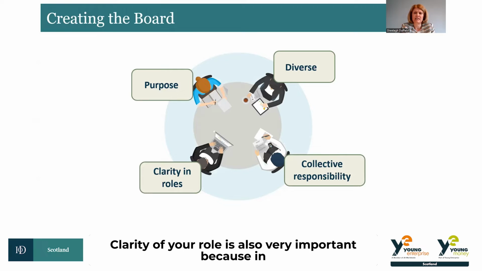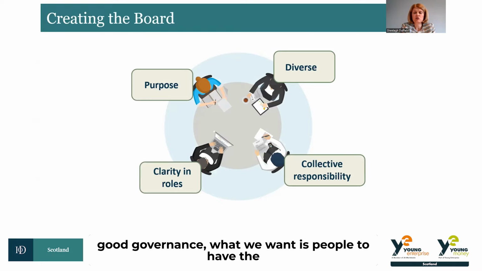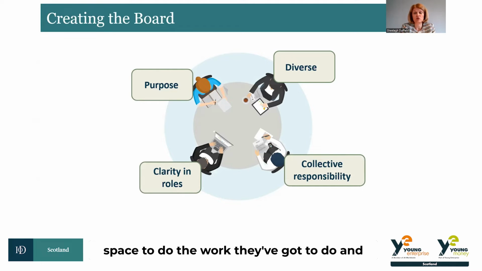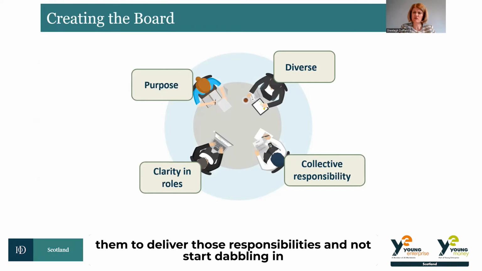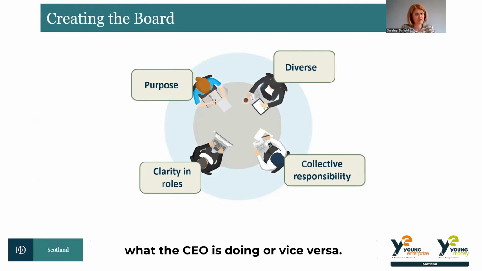Clarity of your role is also very important, because in good governance, what we want is people to have the space to do the work they've got to do and not start straying into the territory of others. So if you've got a chair with responsibilities, you want them to deliver those responsibilities and not start dabbling in what the CEO is doing, or vice versa. So be clear about your roles and help each other to stick to your roles so that you're all playing the part that you had planned.